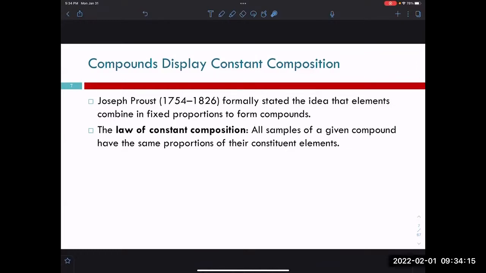This is called the law of constant composition. All samples of a given compound, water, table sugar, have the same proportions of their constituents. Specifically, right, compounds.